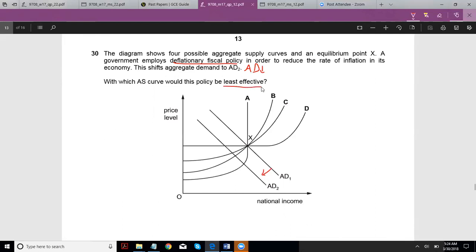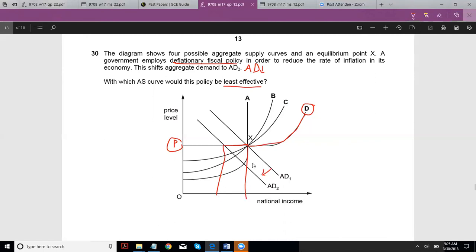Least effective means the price level doesn't change as much, which would really be D. Because if you look at D, this was your original equilibrium at price level P, and even though you decrease aggregate demand, the price level is still the same. So the rate of inflation really hasn't gone anywhere. The inflation will be the same as it was before. The only thing you've done is reduce national income, so no real use there.